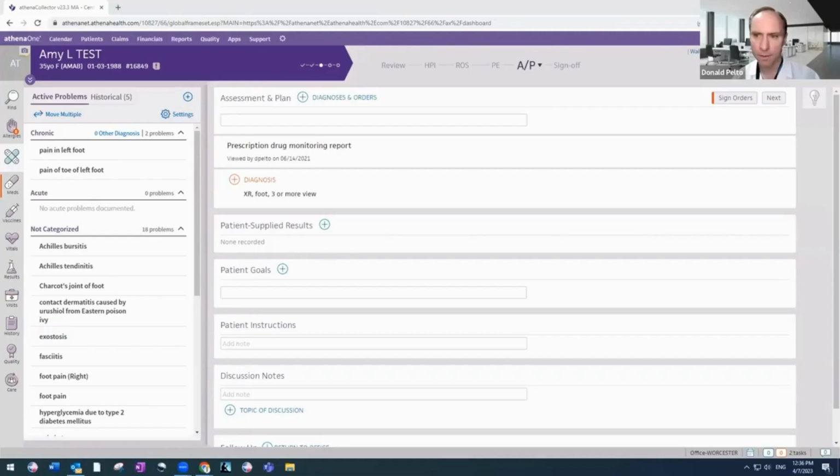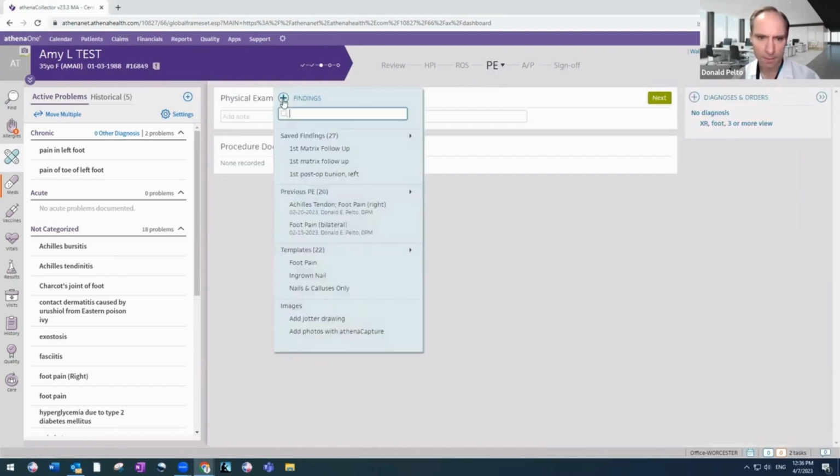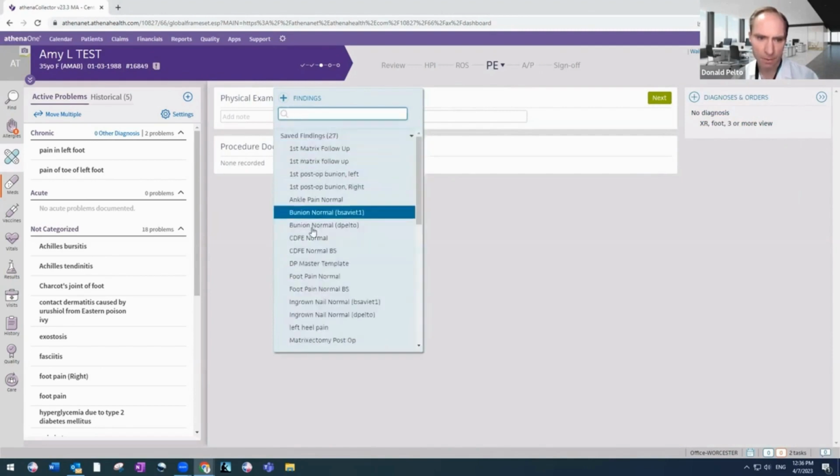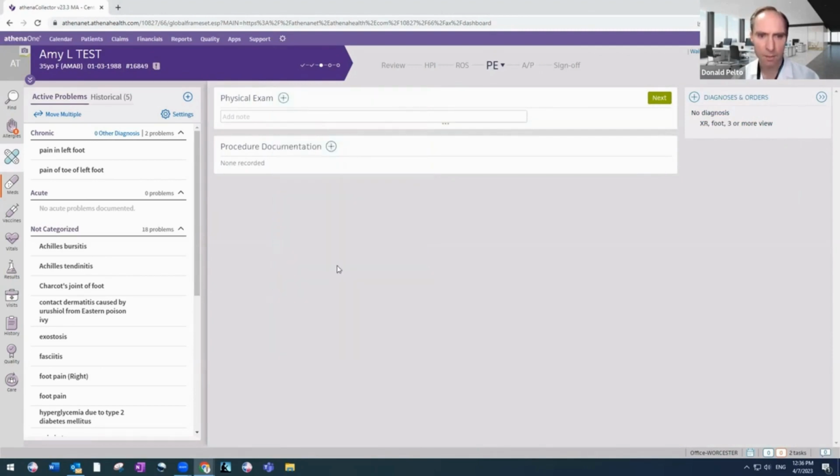So I am going to share my screen and use a test patient here. So here is an example of a test patient that we're going to use for this. When we talk about physical exam findings, there are a number of findings that we can use. I'll give you an example here. This is just a foot pain normal template.